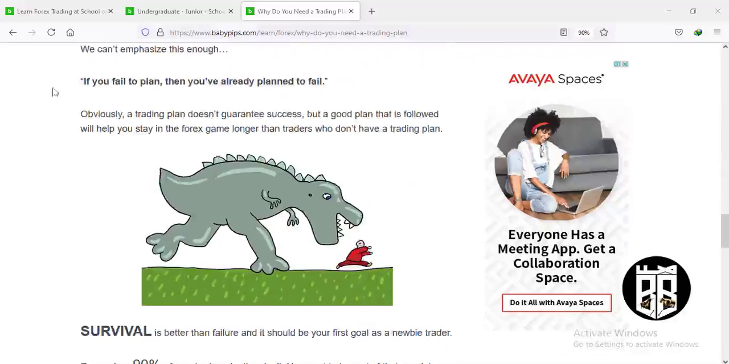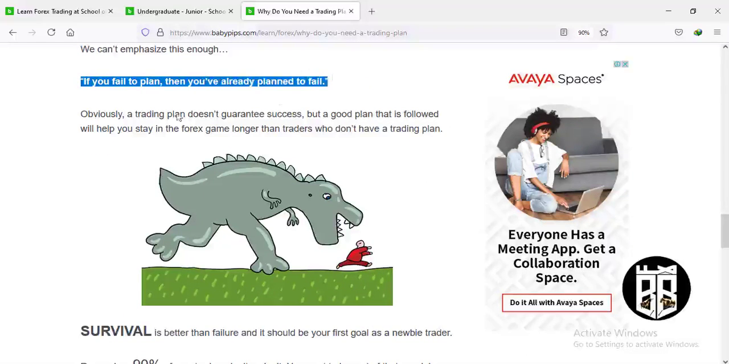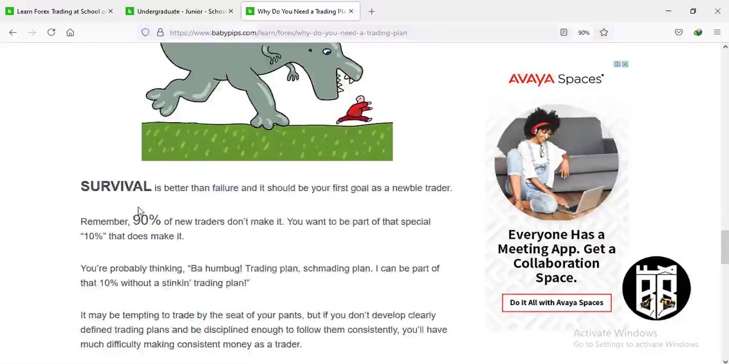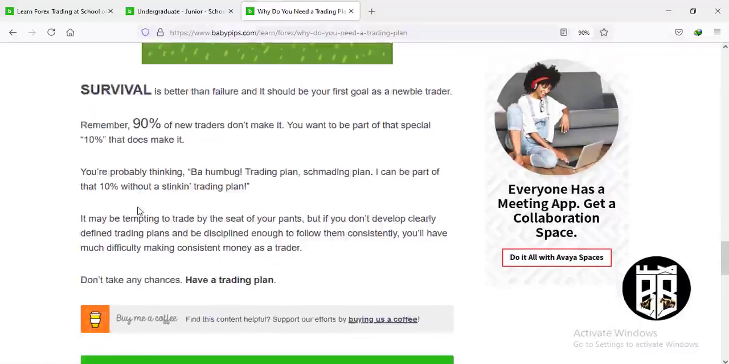So let's just recap this. If you fail to plan, you have planned to fail. A trading plan doesn't guarantee success, but a good plan that is followed will help you stay in the forex game longer than traders who don't have a trading plan. Now, it is important for you to survive. Survival is better than failure. Try to focus on surviving the market. 90% of traders don't make it in forex trading, and you want to be part of the 10% of those traders who make it in the trading business.